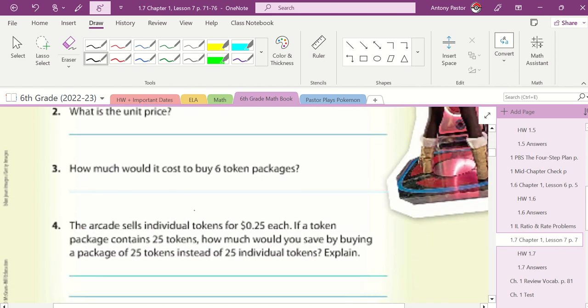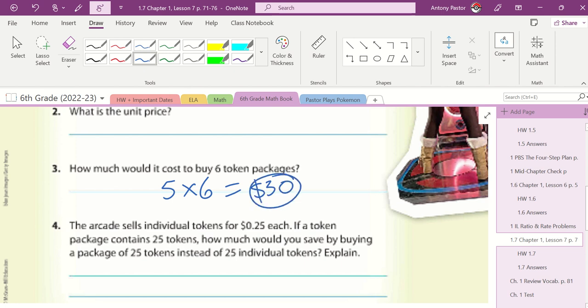How much would it cost to buy 6 token packages? So again, if one package costs me $5 and I'm going to buy 6 of them, 5 times 6 would equal 30. So it would cost me $30 to buy 6 token packages.